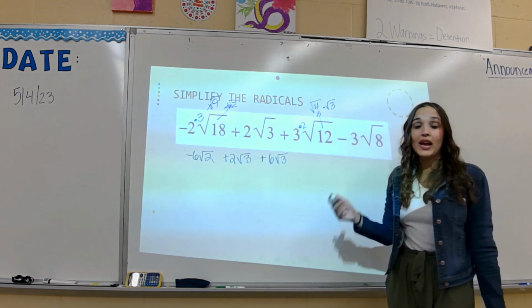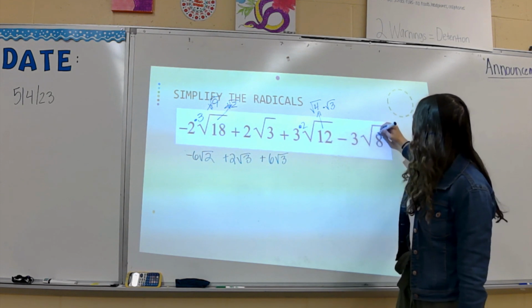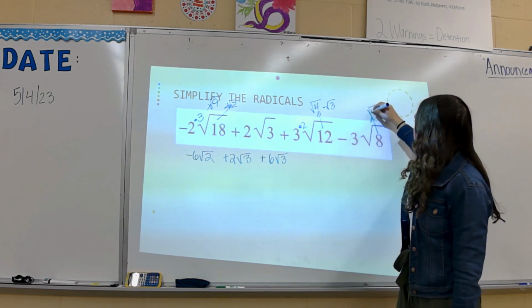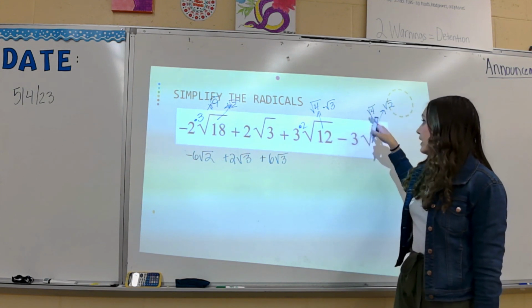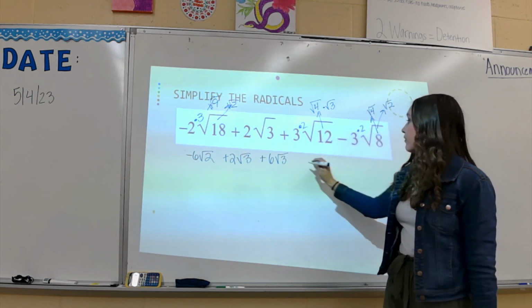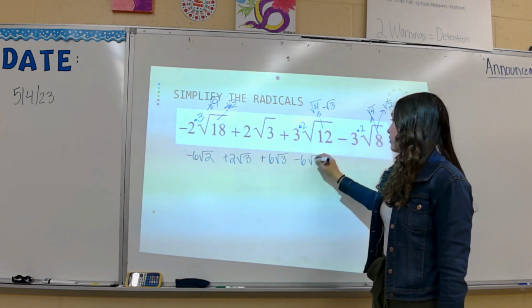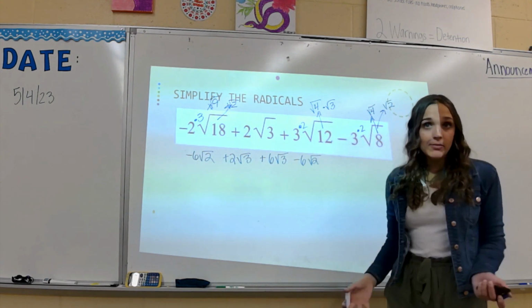Our last portion, we have the square root of 8. Once again, the square root of 8 is divisible by 4, and leaves a 2. So the square root of 4 is 2 times a negative 3 is negative 6 square root of 2. I now need to combine my like terms.